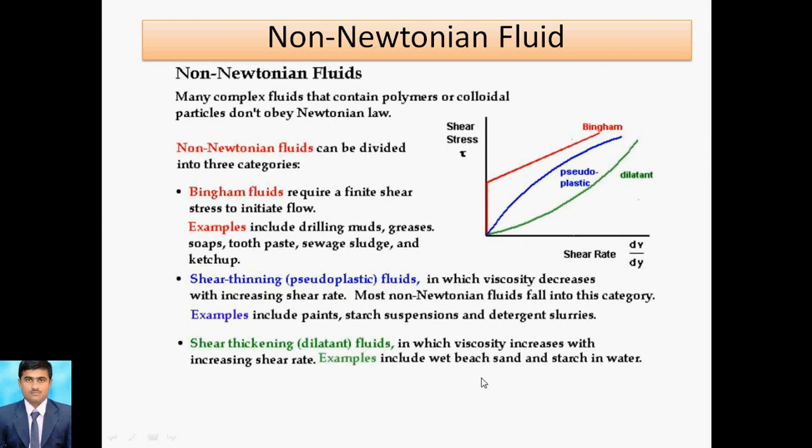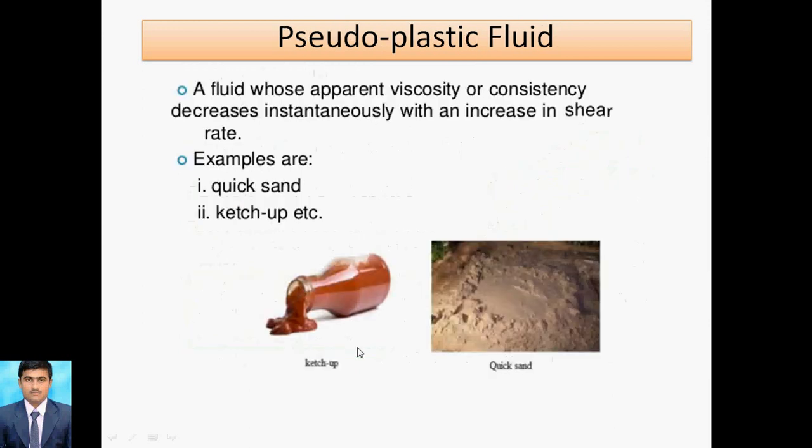The next one is dilatant, already discussed. The example is beach sand, or again say starch in water. So here the viscosity increases with increasing shear rate. Okay, so this is the phenomenon for the dilatant fluids. Now next slide we discuss here thixotropic. So thixotropic is nothing but a fluid whose apparent viscosity decreases with time at a constant shear rate. Examples are ketchup, quicksand.